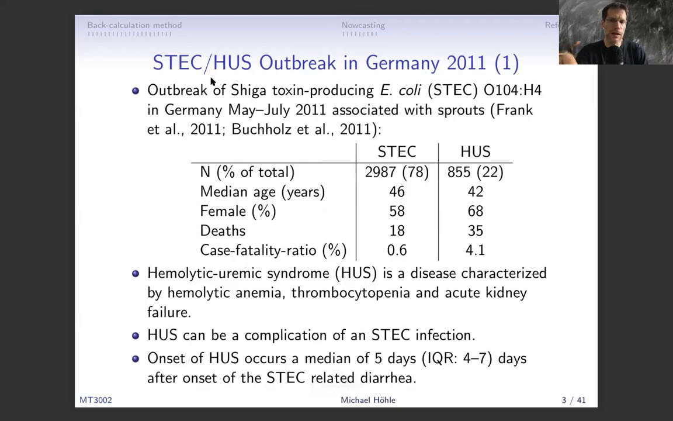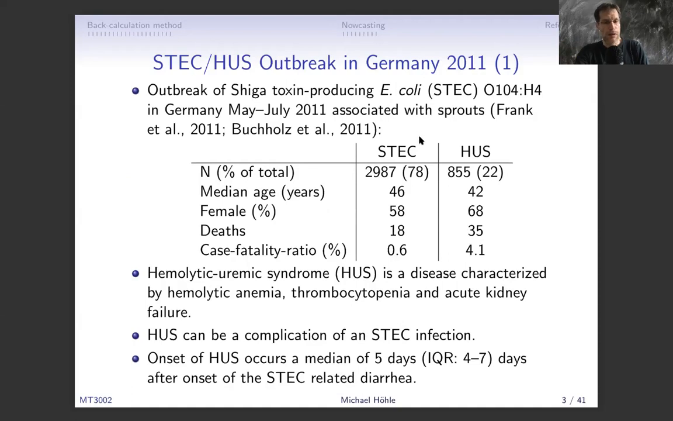So as a motivating example, there was a very large outbreak of foodborne disease, Escherichia coli, a particular type O104:H4. So there are many different types of E. coli, but this one was a particular subtype, and it typically induces diarrhea.